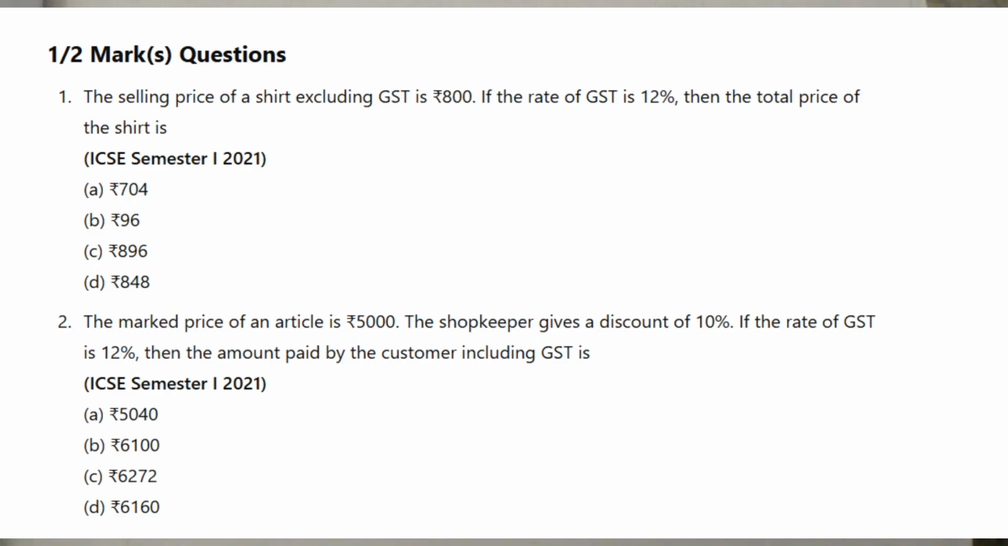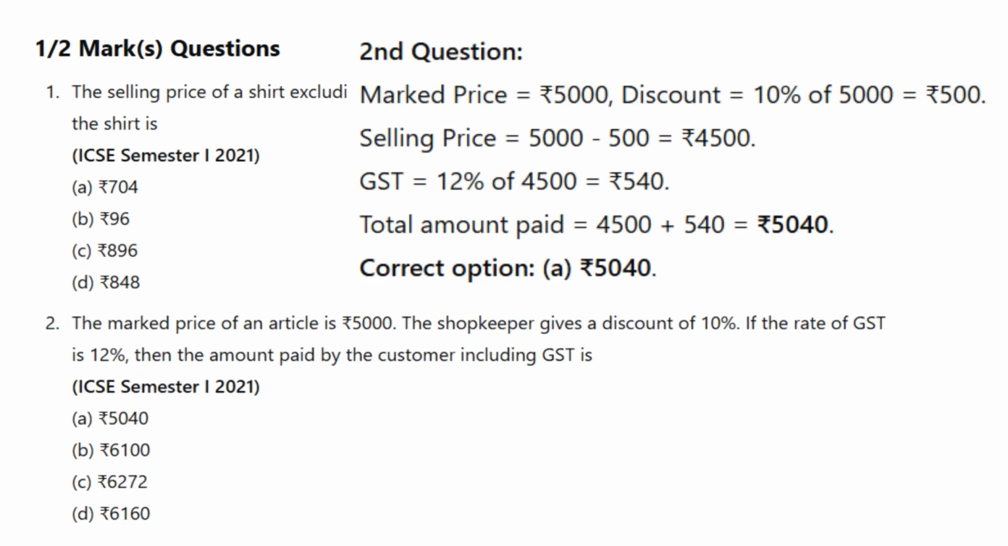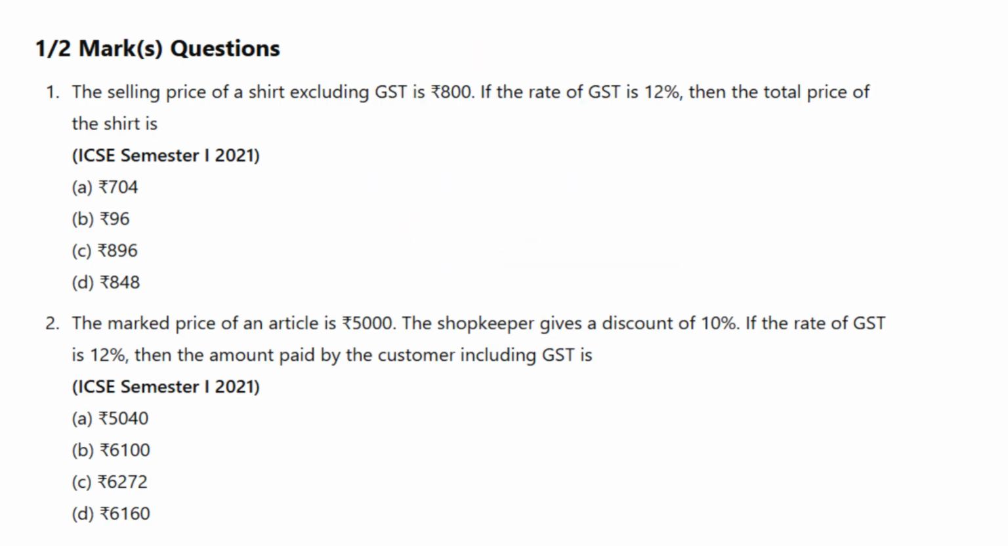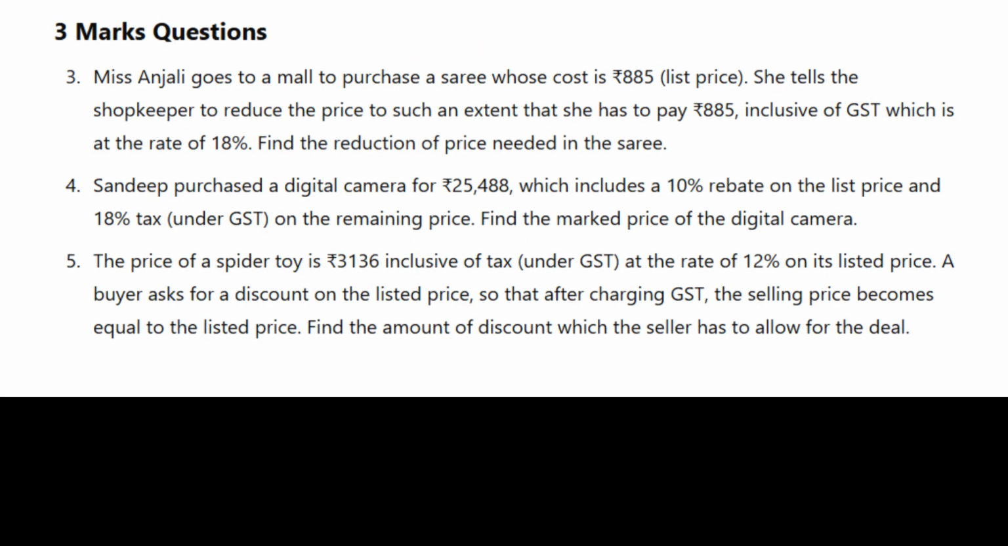Now, moving to the second question. The marked price of an article is 5,000 and the shopkeeper gives a discount of 10%. That means the discount amount is 10% of 5,000, which is 500. The selling price after discount is 5,000 minus 500, which equals 4,500. Now, GST is 12% of 4,500, which equals 540. So, the final amount to be paid by the customer, including GST, is 4,500 plus 540, which totals 5040.